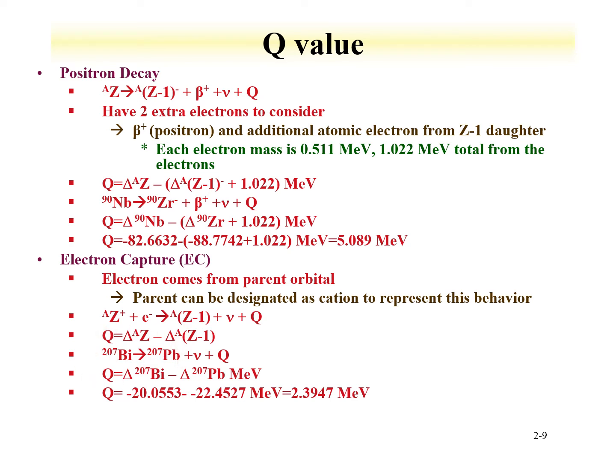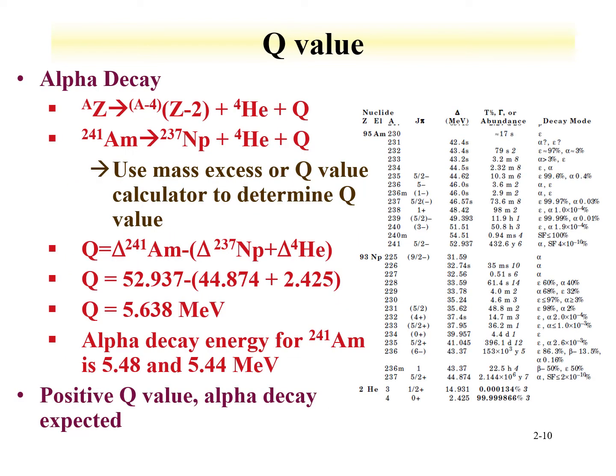So let's look at the electron capture of bismuth-207 to lead-207. Again, that's moving down the periodic table. We can negate and ignore the neutrino. The Q value is listed here, so we just need to get the mass excess for these isotopes. We obtain the mass excess for these isotopes, we run the equation, and we get that electron capture of bismuth-207 is 2.3947 MeV.